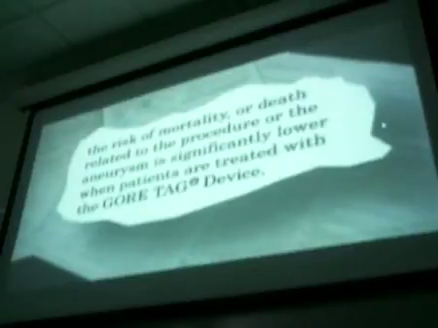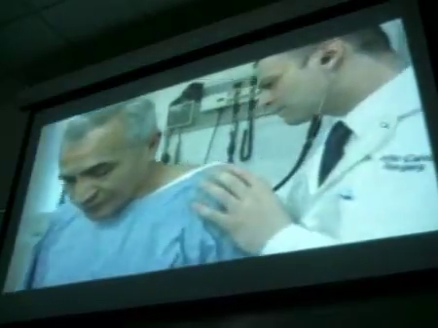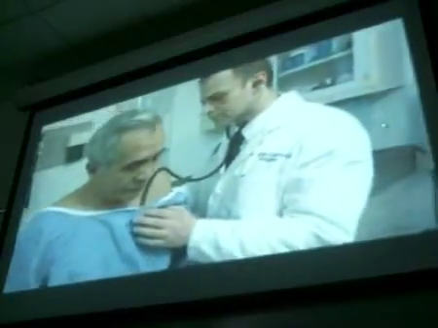The device is backed by encouraging clinical data showing that the risk of mortality or death related to the procedure or the aneurysm is significantly lower when patients are treated with the GORE TAG device. One of Dr. Carraccio's recent patients was diagnosed with a thoracic aortic aneurysm after doctors noticed a suspicious finding on a routine chest x-ray for another condition. After consulting with Dr. Carraccio at Mount Sinai Medical Center in New York, the patient decided to undergo endovascular repair of his TAA using the GORE TAG device.